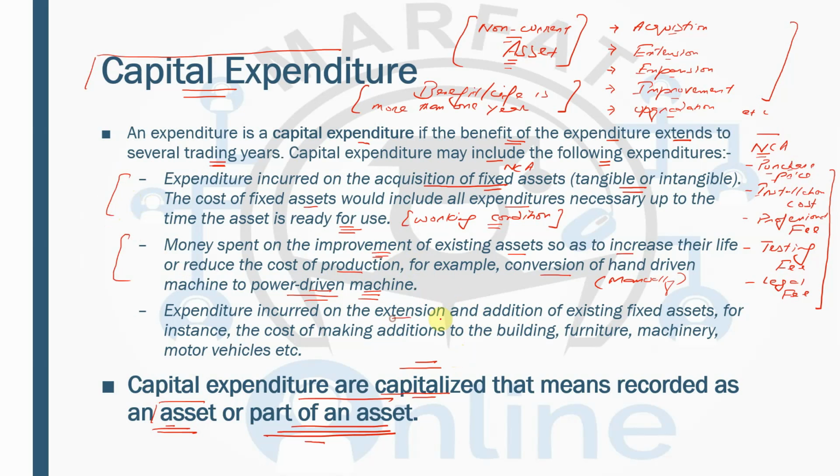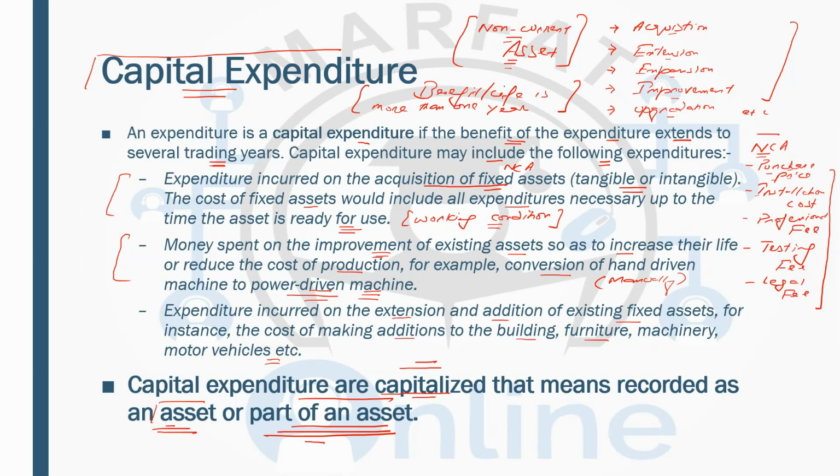Similarly, expenditure on the extension and addition of an existing fixed asset, for instance, the cost of making additions to the building, furniture, machinery, like you have extended your warehouse, you have built more floors into your building. All of these are going to be capital expenditure.